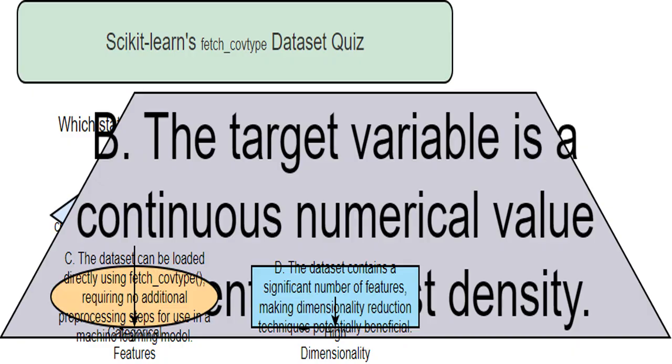While I can load the dataset directly using fetch_covtype, it often needs some pre-processing. For example, the categorical features might need to be converted into a numerical format suitable for many machine learning algorithms, for example using one-hot encoding.